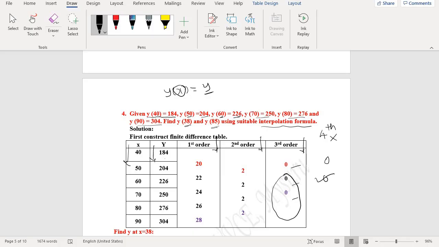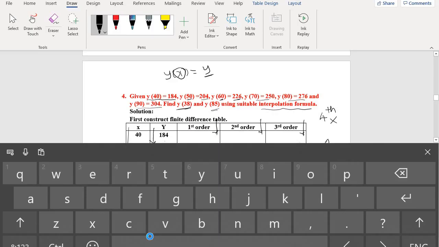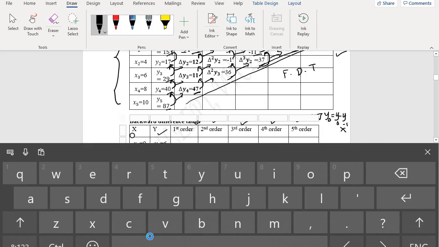First, I am finding the value of y when x is equal to 38. Observe, x is equal to 38. This is nearer to x0. x0 is 40. So 38 nearer to 40. Therefore, when I am finding the value of y at x is equal to 38, I am going to use forward interpolation formula. So when x is nearer to x0, use the forward interpolation formula.